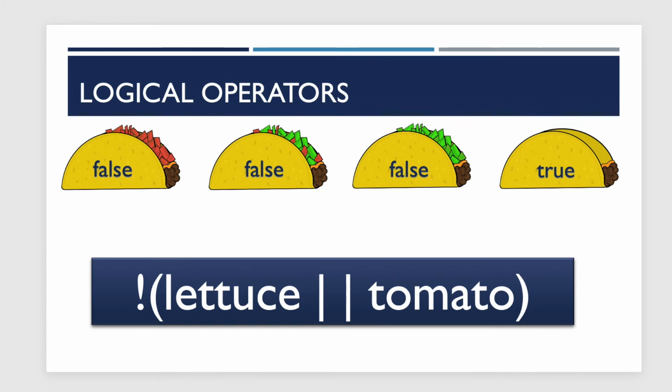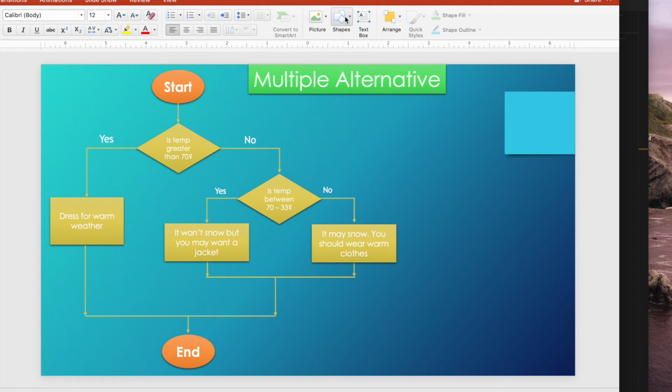Okay, let's practice using a compound operator. We are going to modify whattowear.html to have 3 different outcomes. If a temperature is greater than 70, we're going to tell the user to dress for warm weather. If the temperature is between 70 and 33 degrees, we'll tell the user it won't snow today, but you might want to wear a jacket. And if the temperature is 32 degrees or below, we want to tell them that it may snow, they should wear warm clothes.